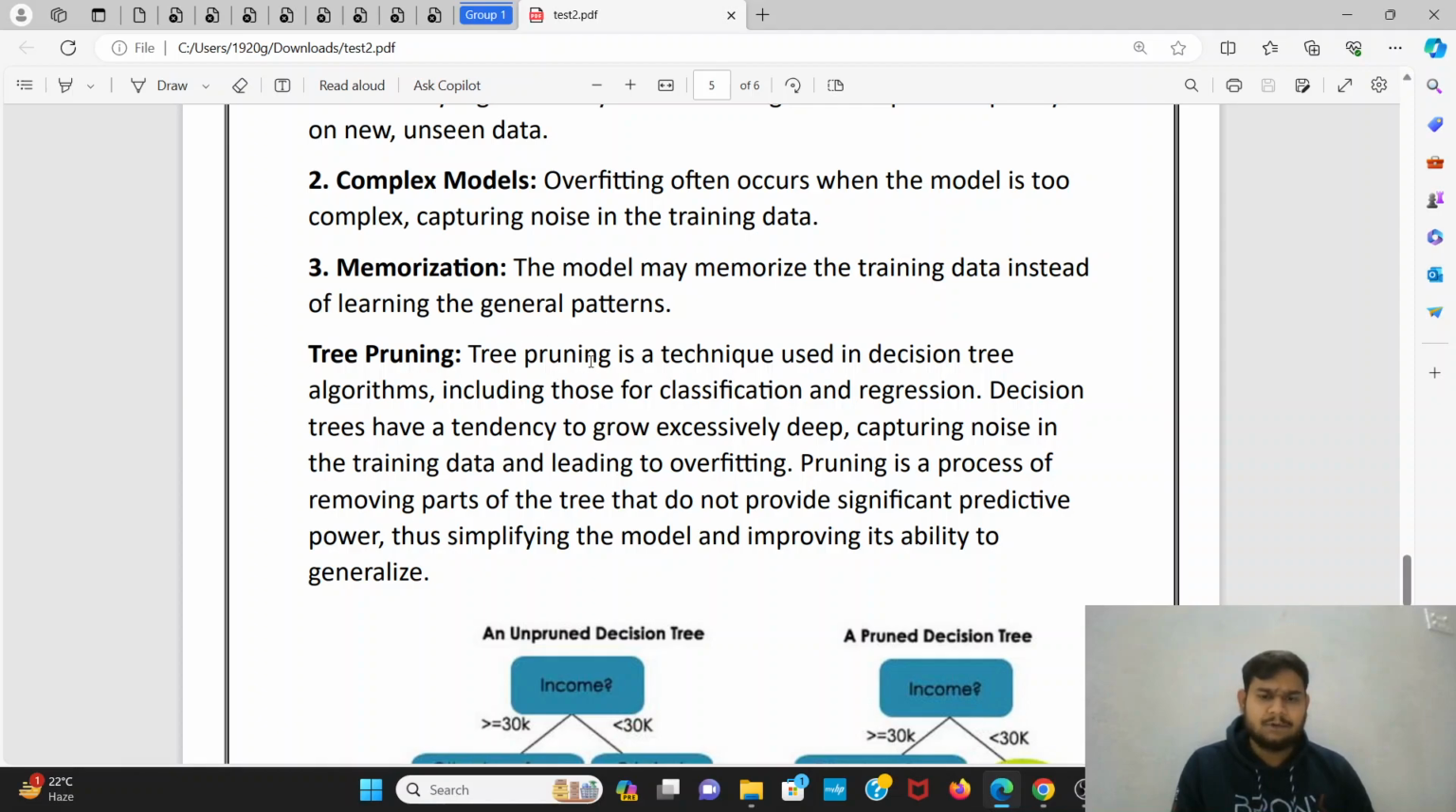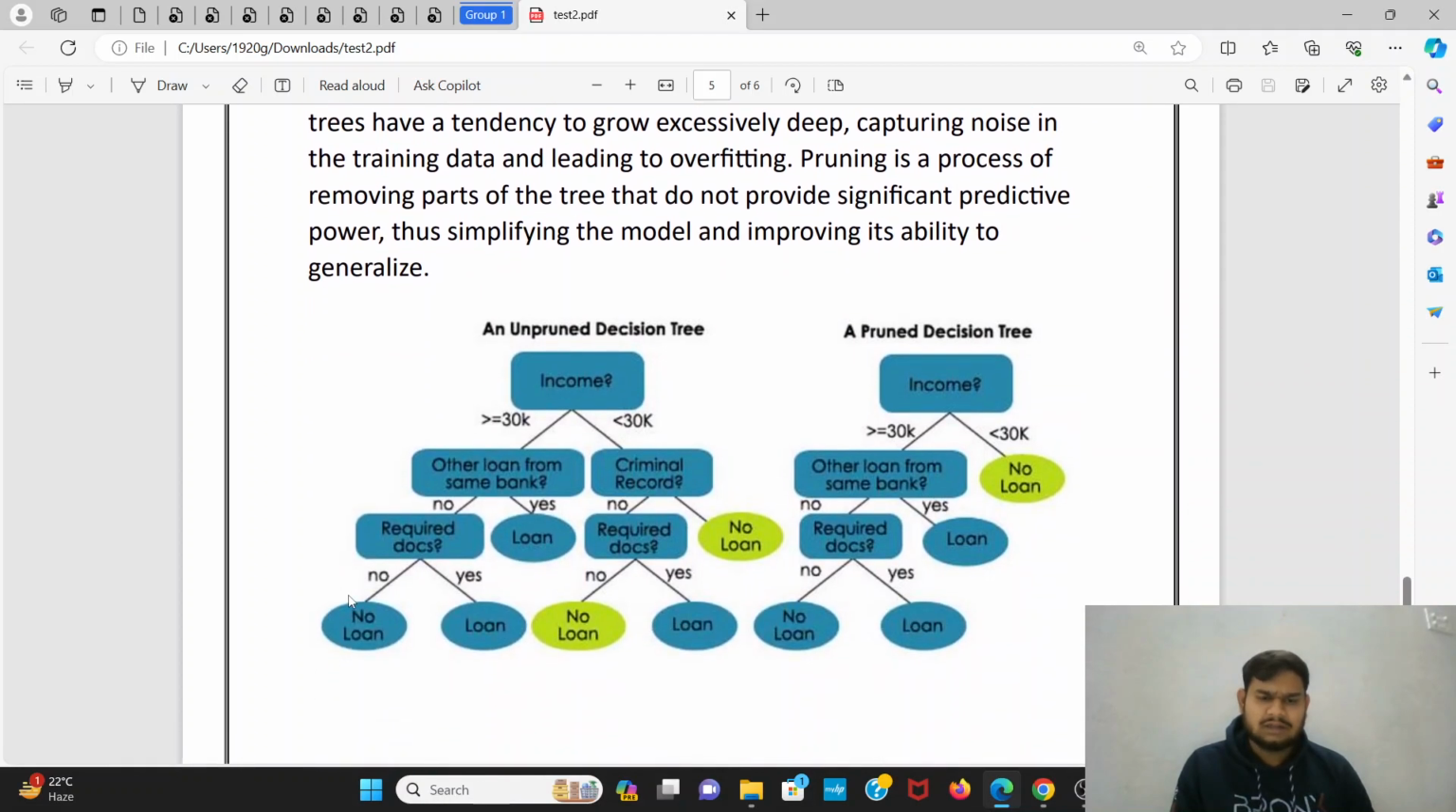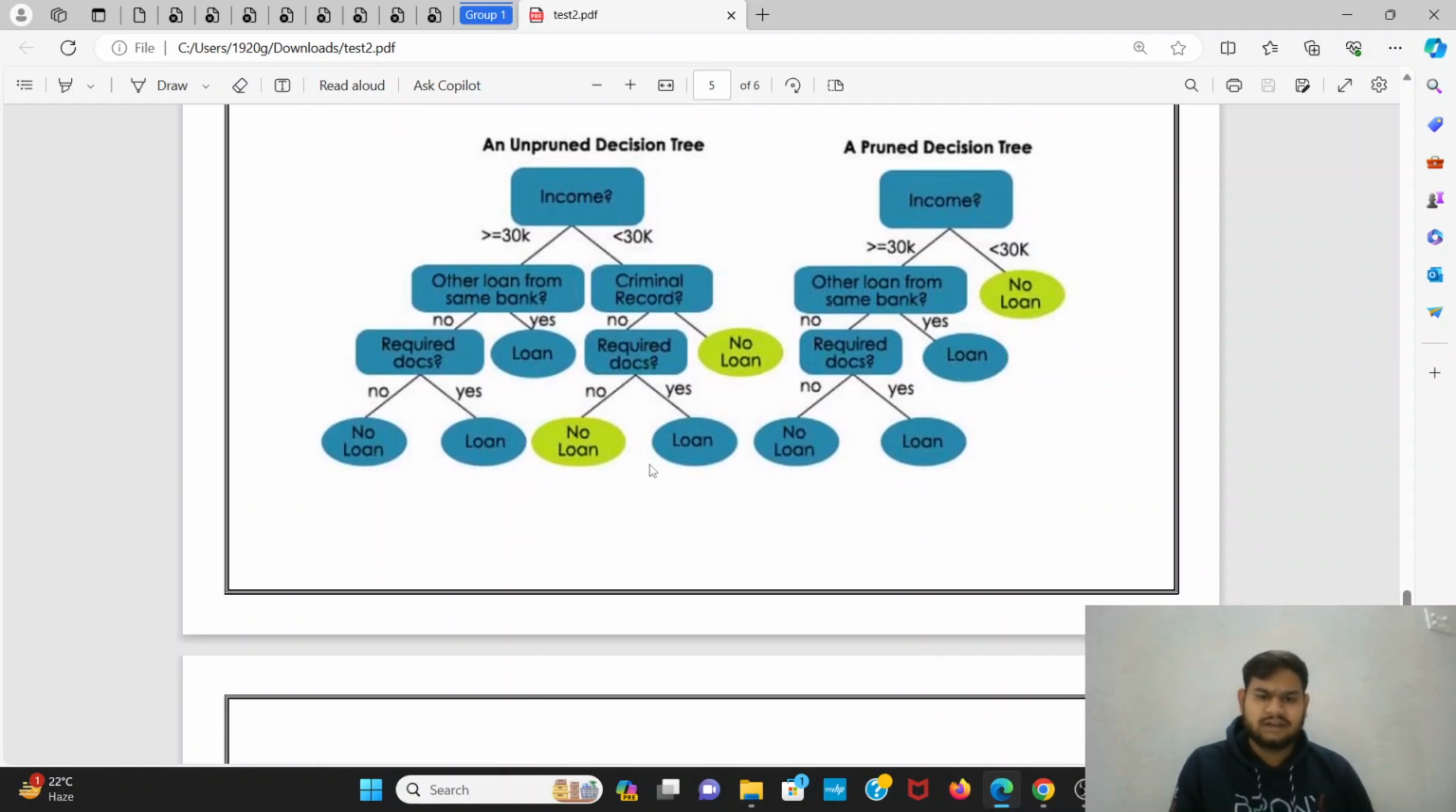Tree pruning. Tree pruning is a technique used in decision tree algorithms, including those for classification and regression. Decision trees have a tendency to grow excessively deep, capturing noise in the training data and leading to overfitting. Pruning is a process of removing parts of the tree that do not provide significant predictive power, thus simplifying the model and improving its ability to generalize. Below are two decision trees. One is an unpruned decision tree and one is a pruned decision tree.